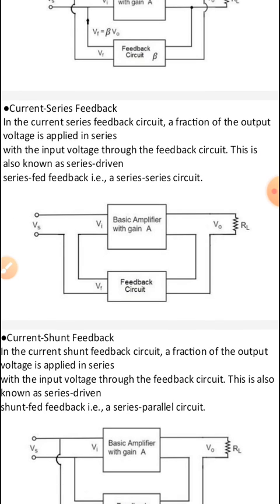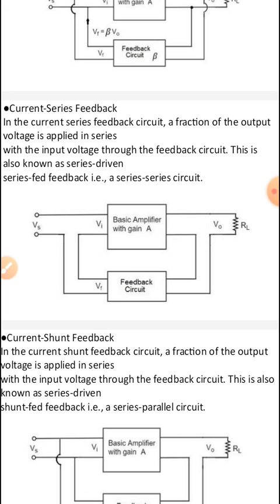From the following diagram we can see that on both sides it is in series with the feedback circuit. The input of the amplifier is in series with the feedback and the output of the amplifier is in series with the feedback, so it is called current series feedback. Another name for current series feedback is series driven series fed feedback, that is, series to series feedback. Here at the output it is in series and at the input it is also in series, so it is called a series to series circuit.